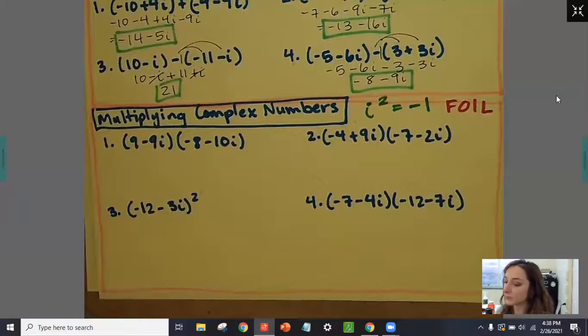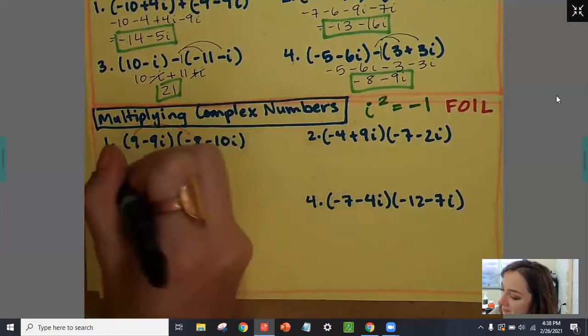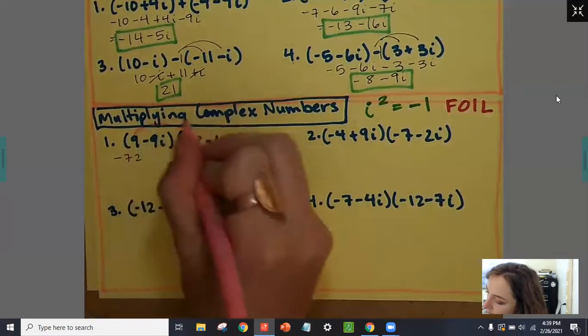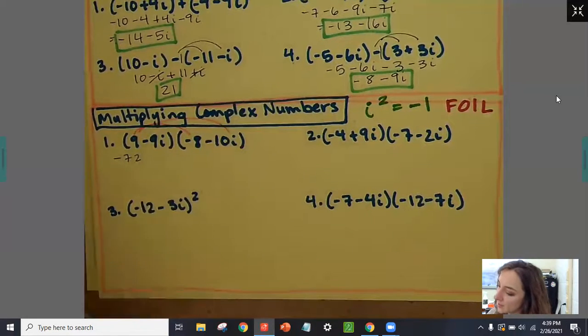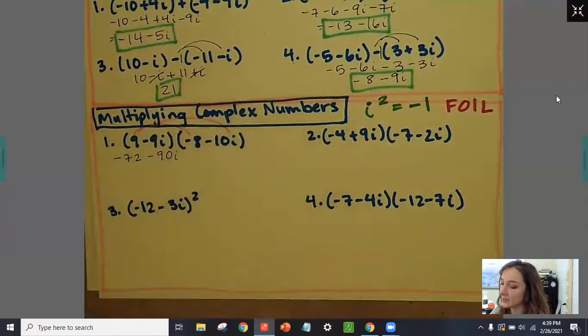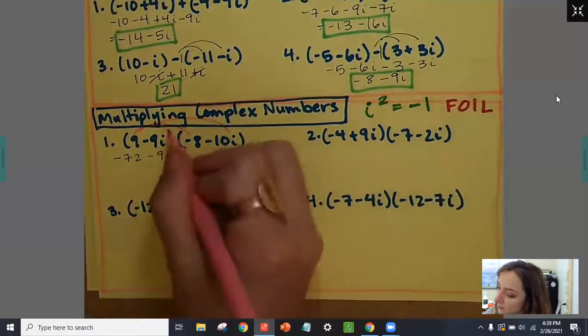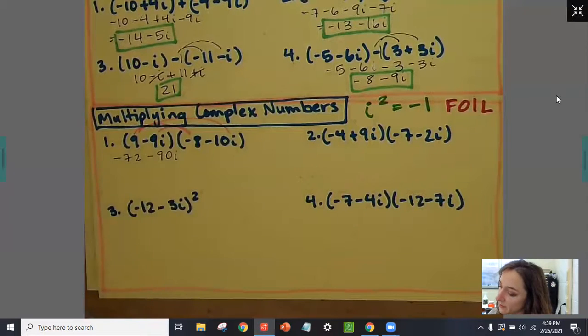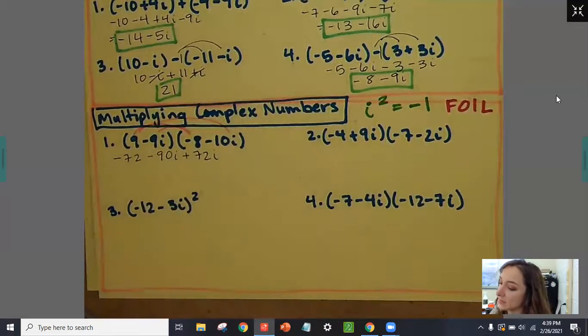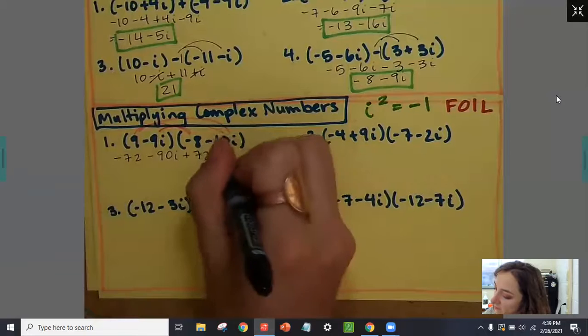So I'm going to go first: 9 times -8 is -72. Then we're going to go outside. So 9 times -10 is -90, and then there was an i there, so we're just going to write the i. Then we're going to go inside. So -9 times -8 is positive 72i. And then we're going to go last. So -9 times -10 is going to be positive 90.